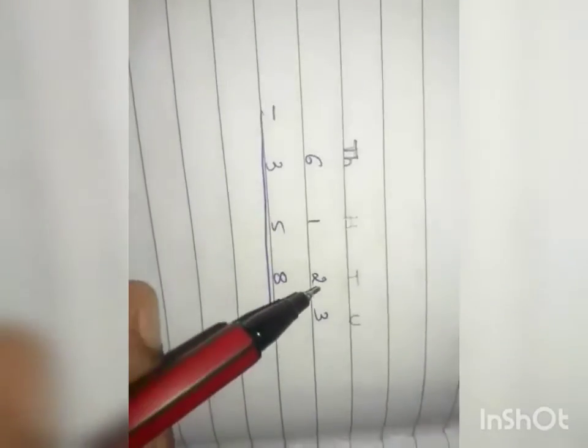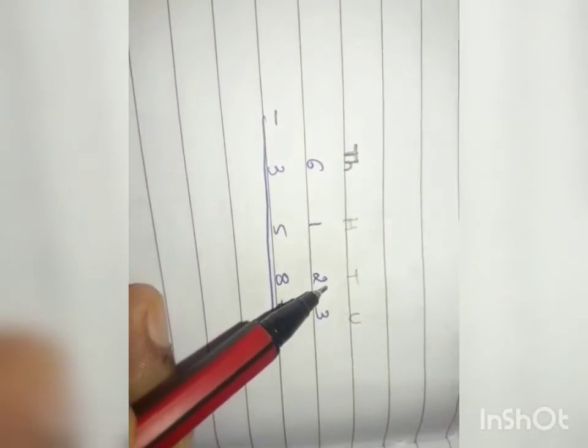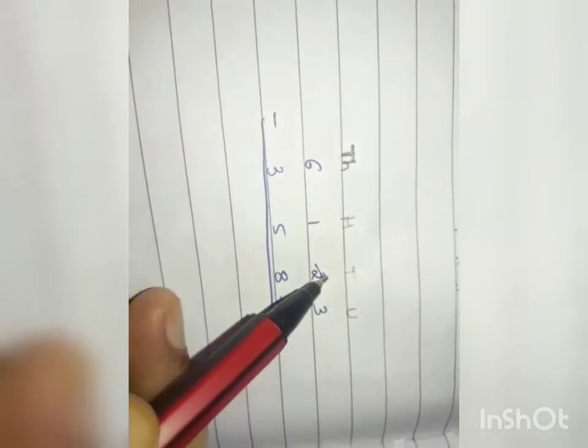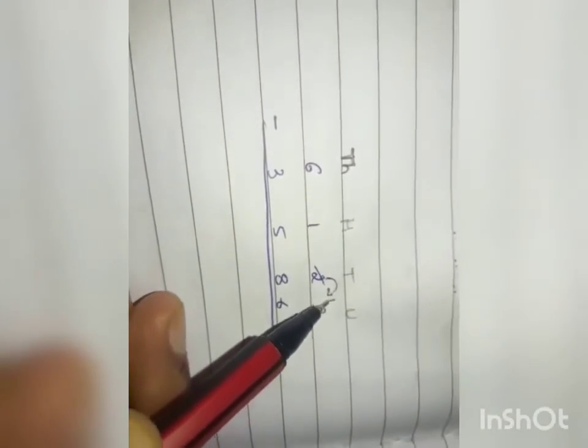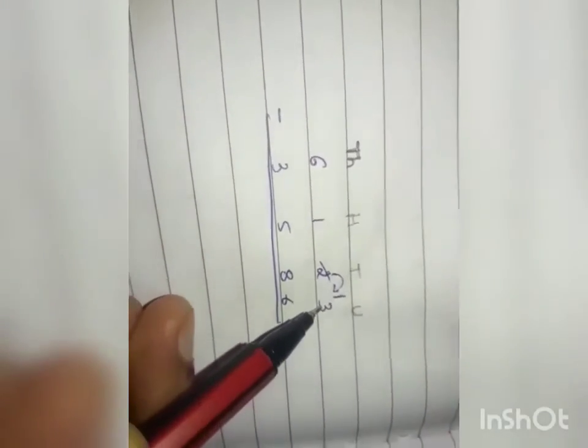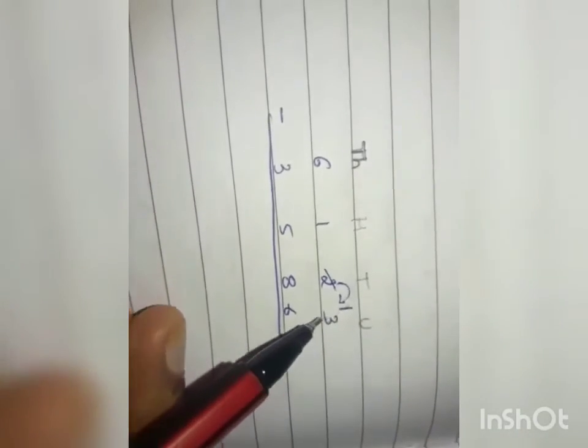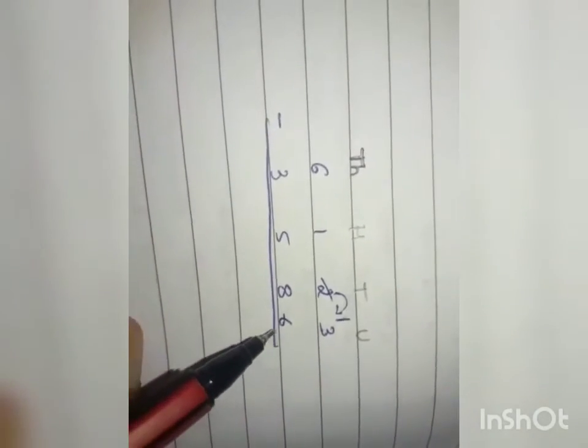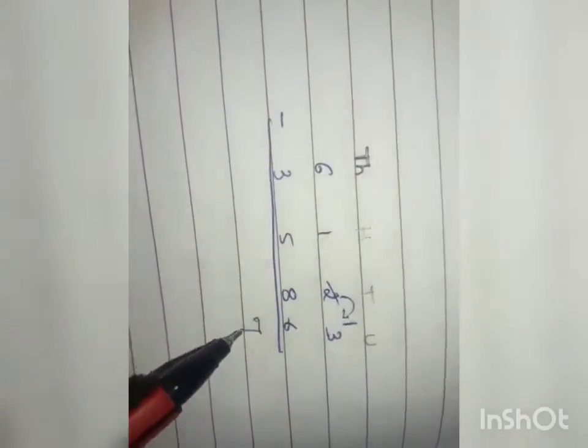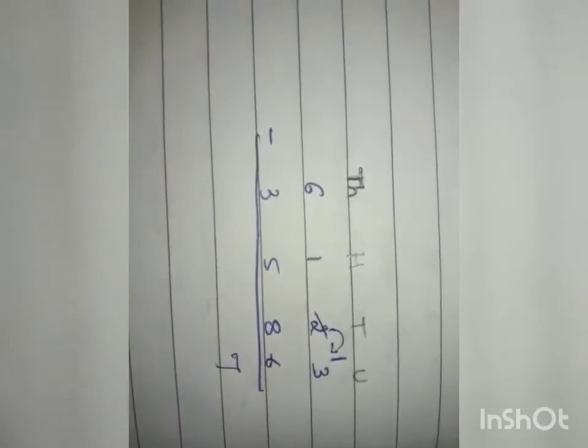Okay, so what number do I have in the tens? I have 2. So from here I am taking 1. So what do I get? 13. 1 and 3 will be 13. So 13 minus 6 is how much? 13 minus 6 is 7. So 7 will be our difference.